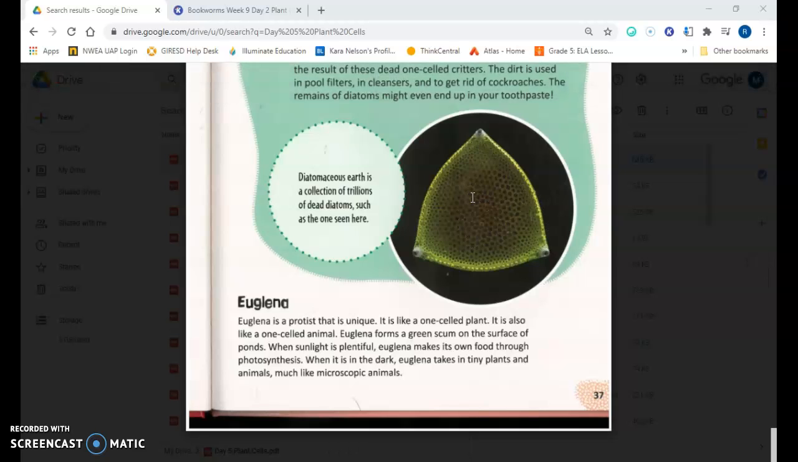Here is a picture. Diatomaceous earth is a collection of trillions of dead diatoms, so you'd have to look really close to see those, such as the one seen here.